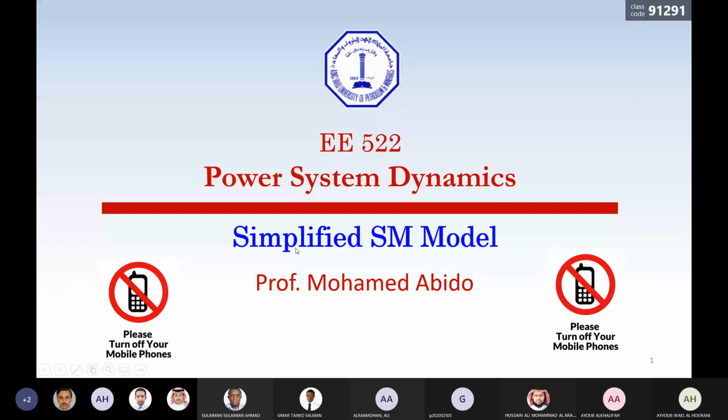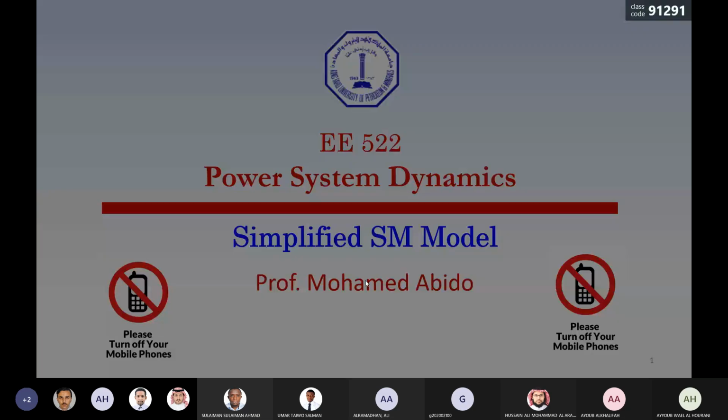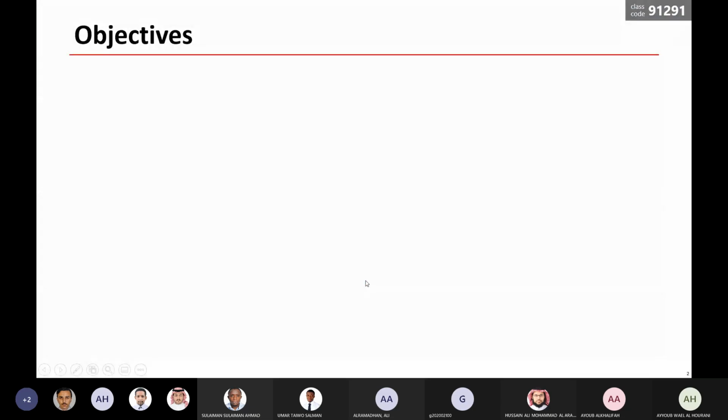So we will start with this simplified synchronous machine model. As you know, the synchronous machine, if you neglect all the dynamics, then you can represent the machine by a constant source behind reactance. But this is, of course, the simplified model. During this course, we will develop nonlinear models of the synchronous machine.